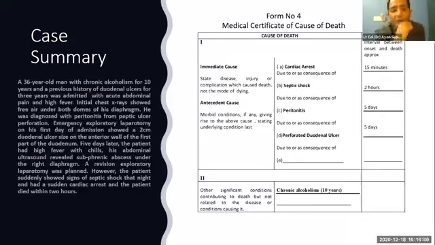Now, this is the certificate which has been filled in by some doctor based on this case summary. As you can see, the immediate cause has been stated as cardiac arrest, and the time interval has been stated as 15 minutes. Next is due to, as a consequence of, septic shock within 2 hours. Antecedent cause is given as peritonitis, due to, as a consequence of, perforated duodenal ulcer, 5 days. And other significant conditions contributing to death has been written as chronic alcoholism.